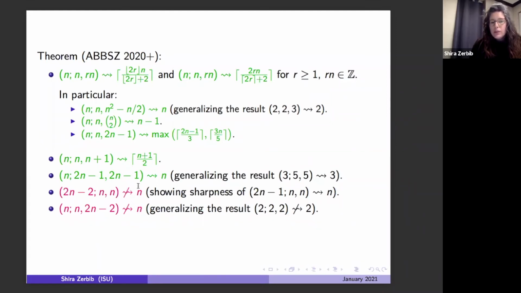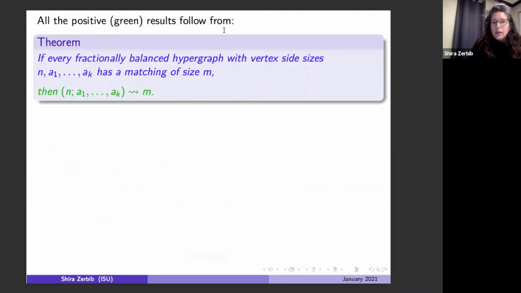Okay, so we have a list of results here, and there are more results that you can find in the paper that I'm discussing now. But I will mainly focus on this result here. Now, the reason that these results are green and these results are magenta is that these are the positive results, so we can show that this implies we can satisfy some number of players. And these are the negative results, where we can show an example where this does not happen. All the green results follow from the following theorem.